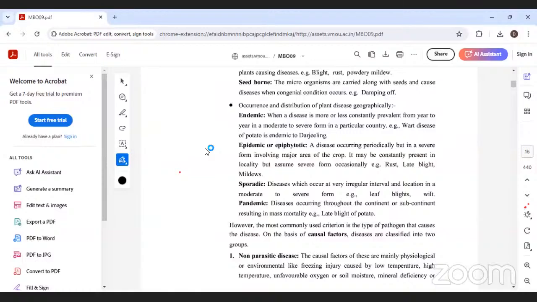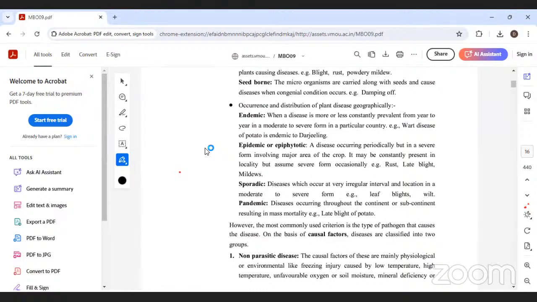Leaf blight and wilt, this is the third one complete. Now pandemic. Pandemic disease, you all know the meaning of pandemic. Yes or no? We are all facing that problem. The pandemic disease occurs throughout the continent or subcontinent, resulting in mass mortality.